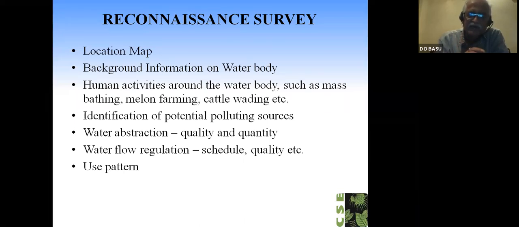Use pattern I have told, water flow regulation is there. If a dam is there, they have water flow regulation. You will also talk with the dam people. Then when you are discharging, the storage, how much they are discharging also. Next.